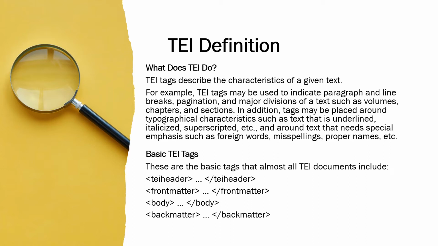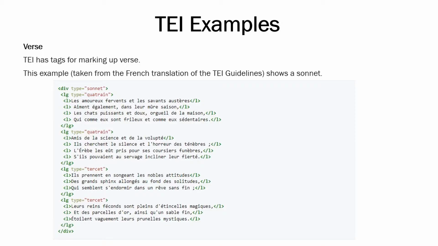Let's look at some basic TEI tags. These are the basic tags that almost all TEI documents include. You can see an example here on the slide. Now we're going to look at some main examples. The first one is verse. TEI has tags for marking up verse. This example shows a sonnet. It is taken from the French translation of the TEI guidelines.